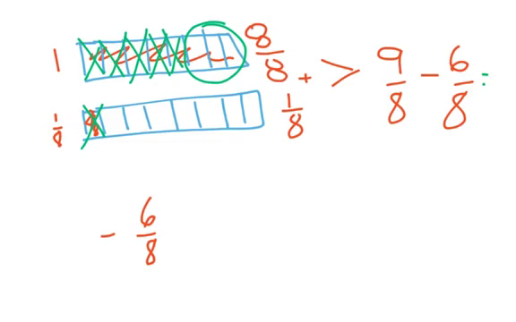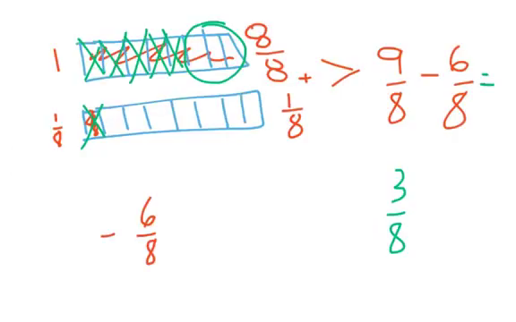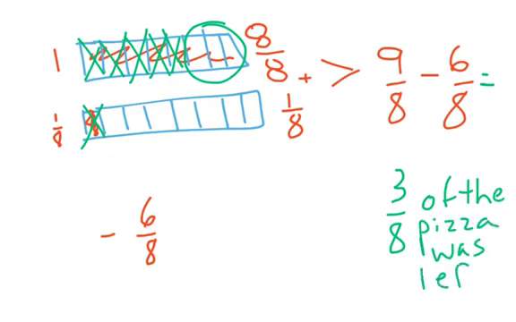And if you did the math here, you would get the same thing. We know that when we add and subtract fractions with like denominators, we do not do anything with the denominators. We simply focus on the numerator. So 9/8 minus 6/8 equals 3/8. So getting back to the problem, after Jimmy ate the pizza on Saturday, there was 3/8 of the pizza left.